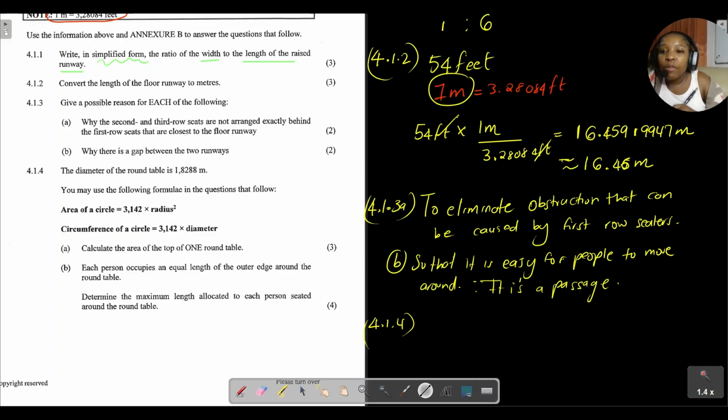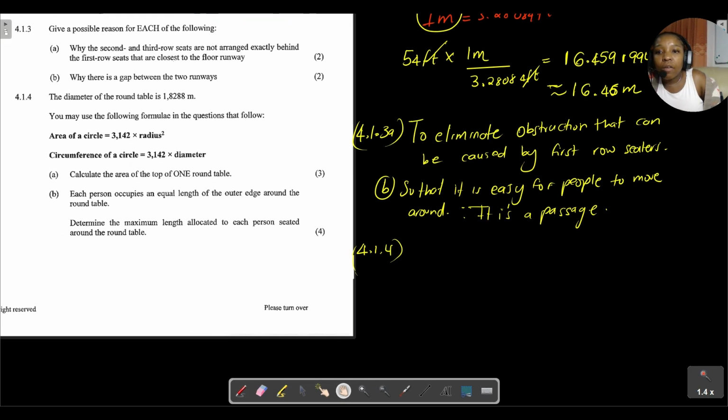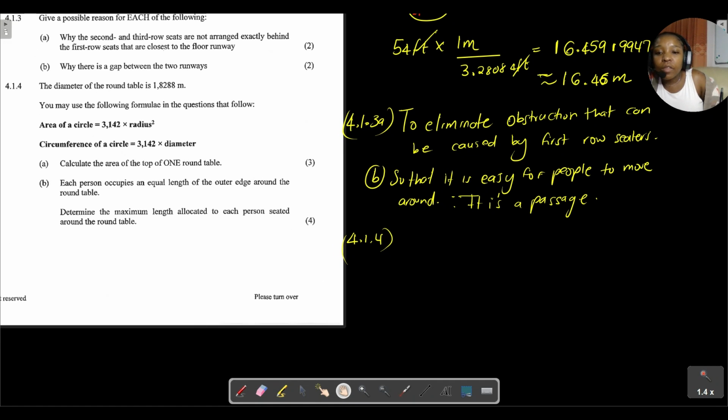You may use the following formula in the questions that follow: area of a circle, circumference of a circle. Calculate the area of the top of one round table. Very easy here. If you want to calculate the area of a circle, or the top of this round table, what do we need to do? We are basically given the formula that we're supposed to use. Area of a circle is equal to pi, 3.142, multiplied by radius squared.